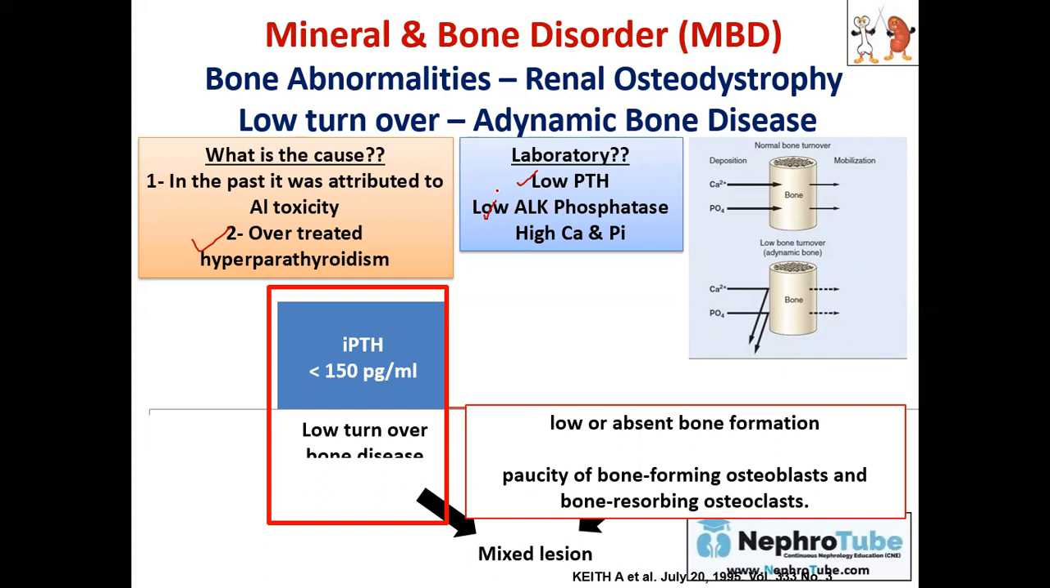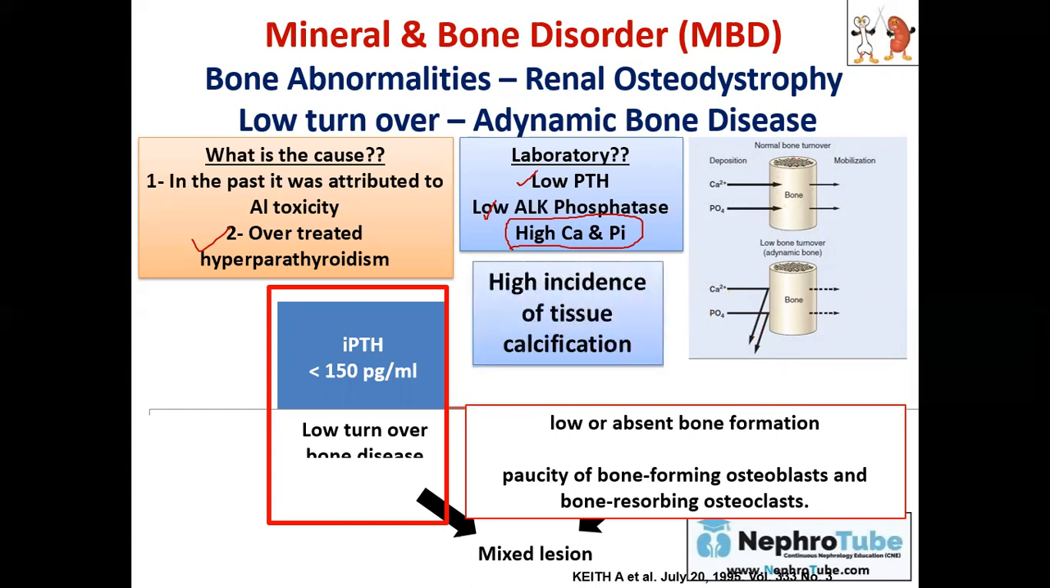the bone cells activity will be low, but we will find high calcium and high phosphorus in the serum. Why? Because low PTH will decrease the activity of the bone cells. So the uptake of calcium and phosphorus from the serum will be decreased, which will cause high calcium and high phosphorus in the blood due to decreased reuptake by the bone, which will cause a high incidence of tissue calcification because excess calcium in the blood will be deposited in extraskeletal compartments.